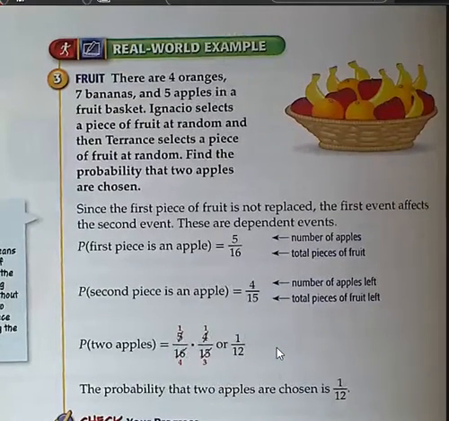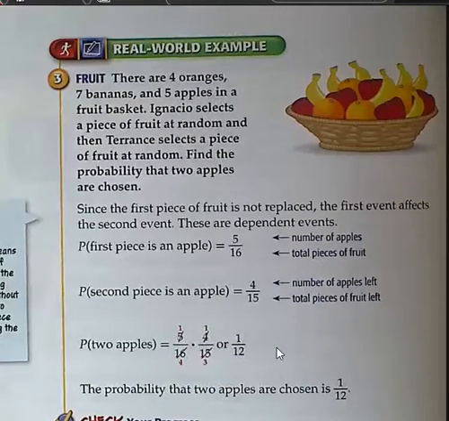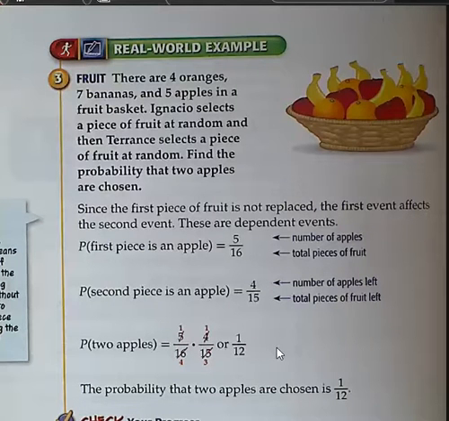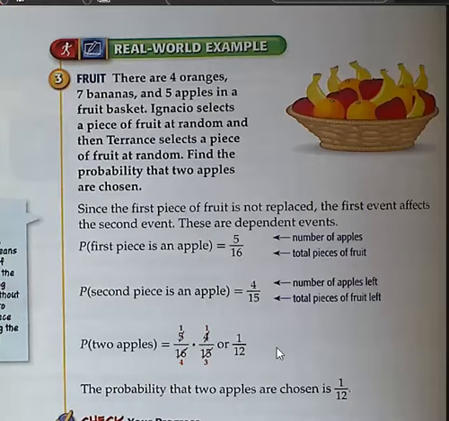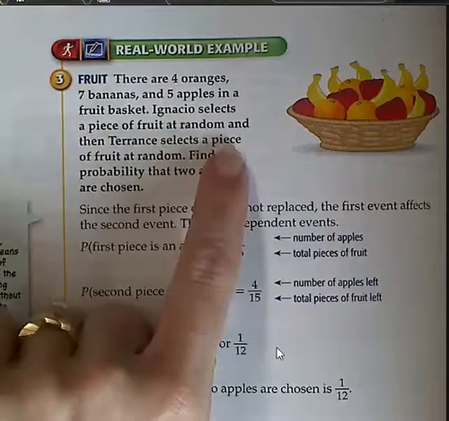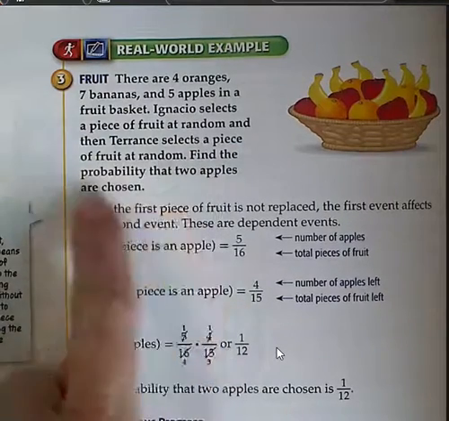Now it has to make sense. There are 4 oranges, 7 bananas, 5 apples in a basket. How many total pieces of fruit are in the basket? We're going to need to know that anyway. There are 16 pieces. If we're going to do probability, we have to know totals. Ignacio's going to select a piece of fruit at random. Find the probability that 2 apples are chosen.